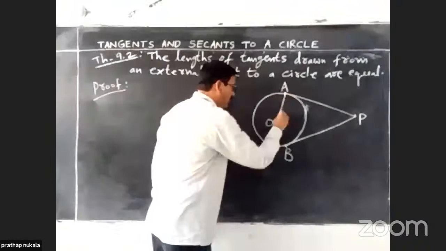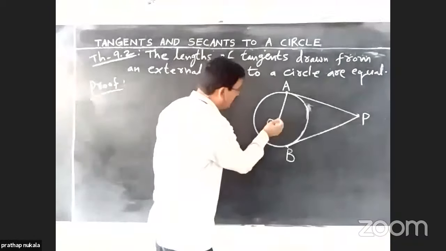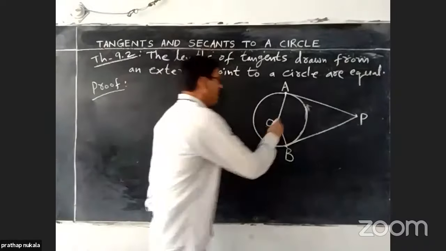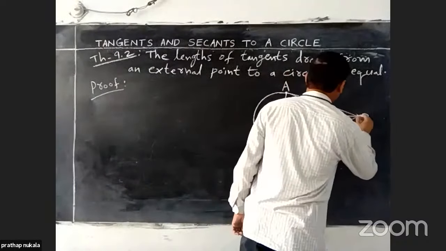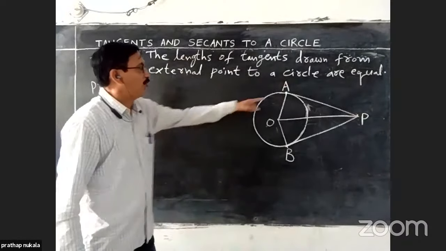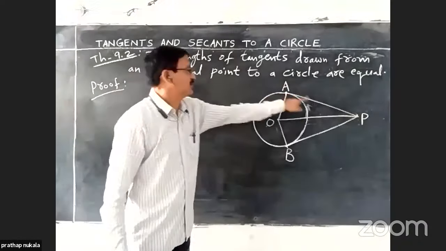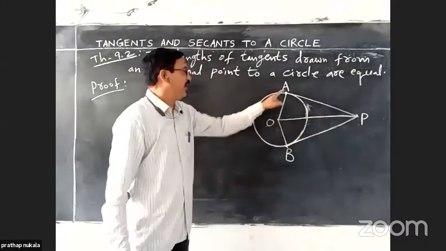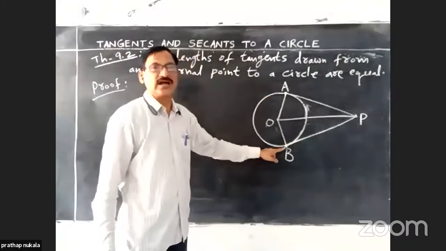Join AO and OB. Join OP also. Right. Now, what is the angle here? This is a tangent. PA is a tangent. PB is also a tangent. A and B are points of contact.